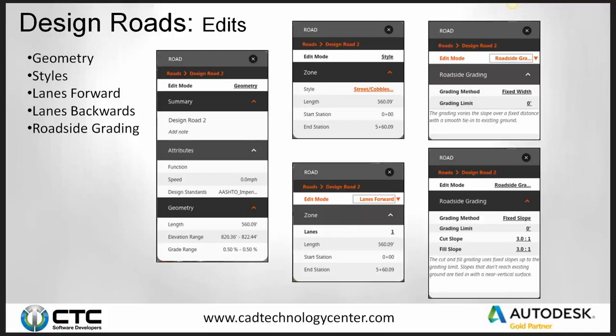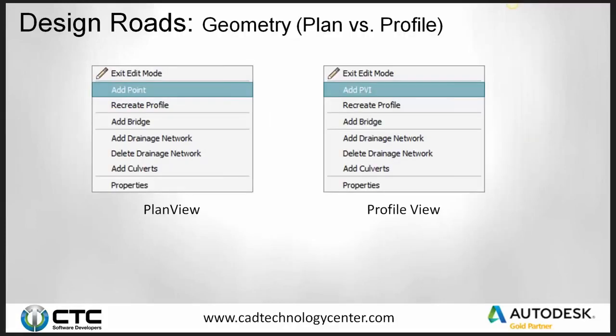So these are the 5 basic edits that happen when you click on a design road: geometry, styles, lanes forward and backwards, and then the roadside grading. When I'm in the geometry tab and I click on my road, if I'm looking at it from straight above in plan view, I get the ability to add a point, recreate profile, add a bridge, then add or delete a drainage network, add some culverts.